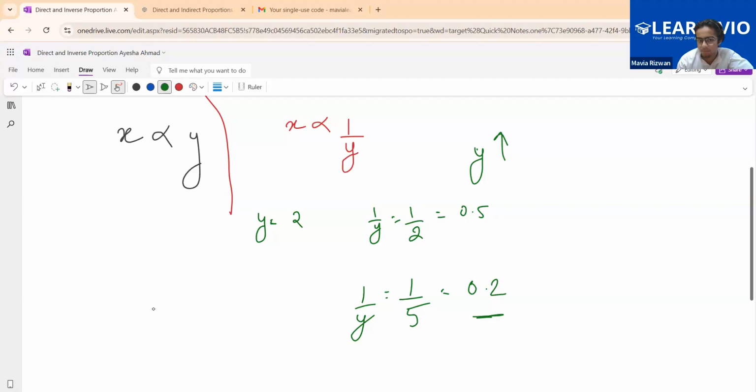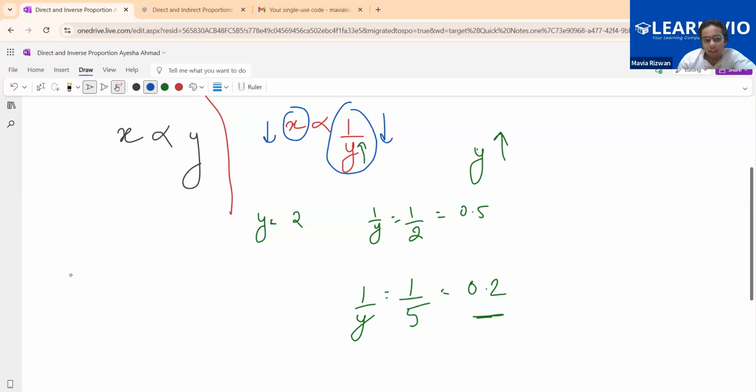Can you see that, Aisha? Yes, sir. If I increase the denominator, the whole term decreases. If I increase y, this whole term decreases, so the whole term on the other side would also decrease, therefore x would decrease. That is why on increasing y, x is decreasing, and if I decrease y, x would increase. This is how inversely proportional works. Is this clear, Aisha? Yes, sir.